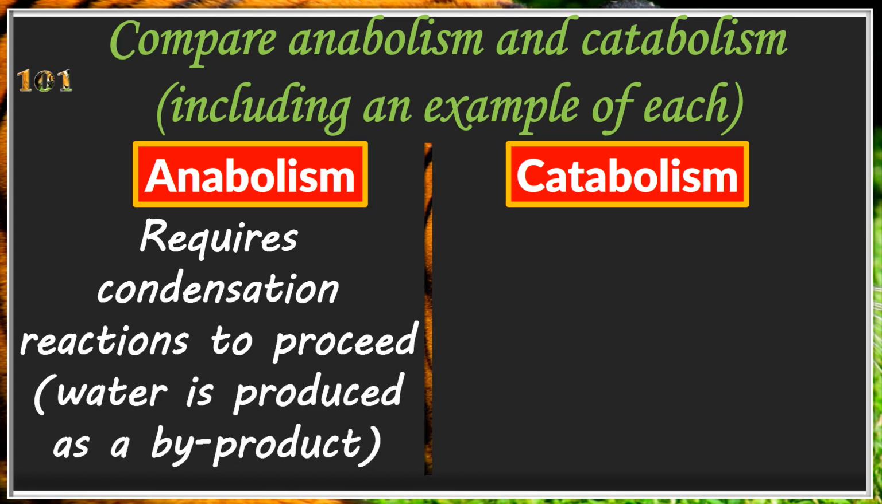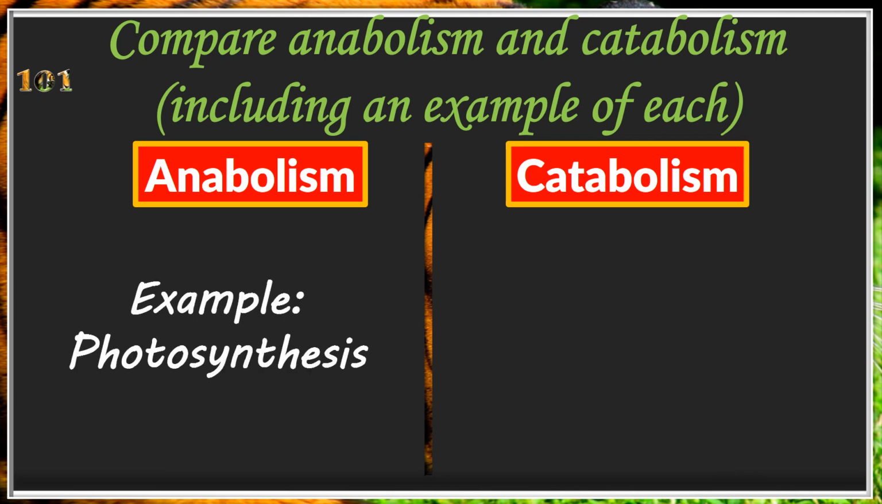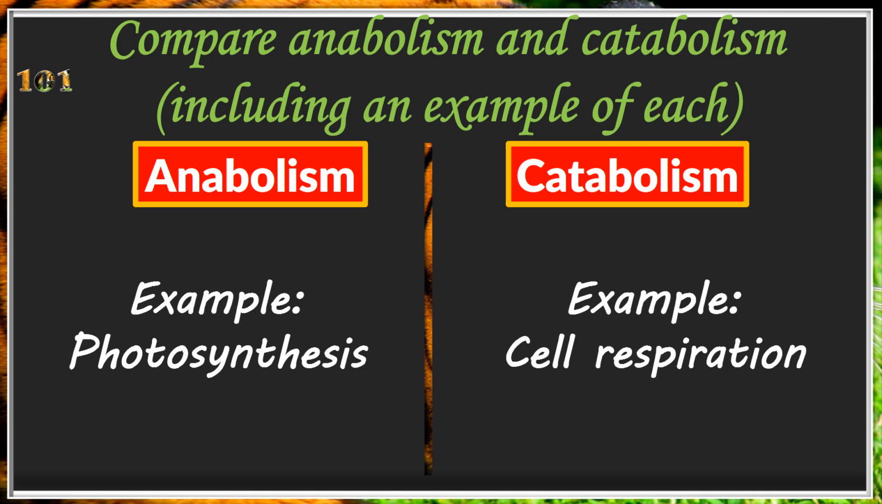Anabolism requires condensation reaction to proceed. Water is produced as a byproduct. Catabolism requires hydrolysis reaction to proceed. Water is consumed as part of the reaction. An example of anabolism is photosynthesis. An example of catabolism is cell respiration.